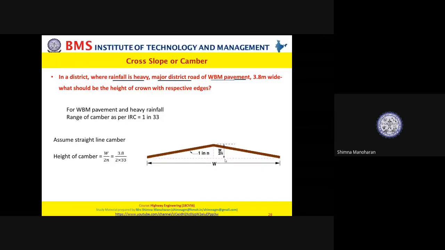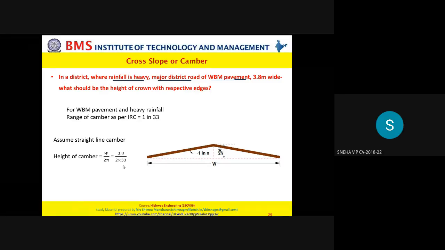So in case for the exam, if the value for n is given in percentage, and if you want to use this equation, you have to convert that percentage as 1 in n, or you have to convert it as a representative fraction. Is that clear? Yes, ma'am. Yeah. So now substitute and get the value, get the height of the camber.